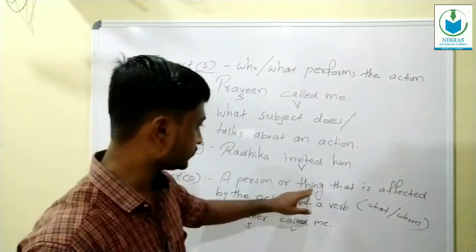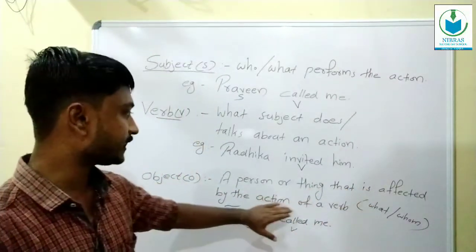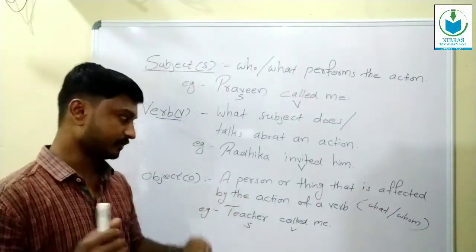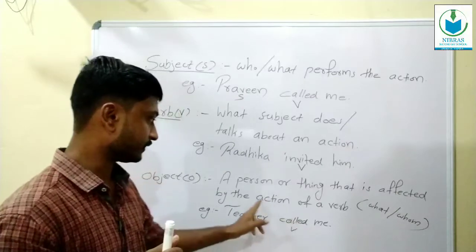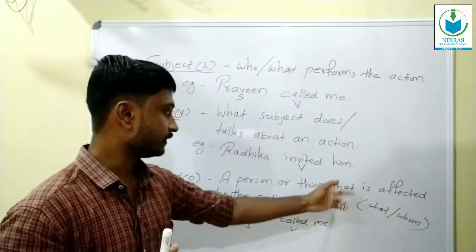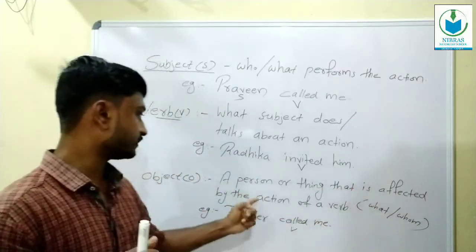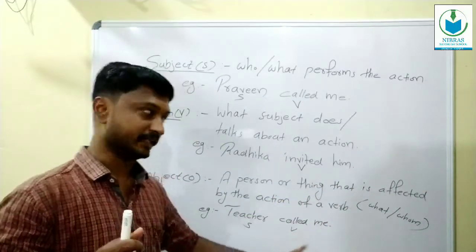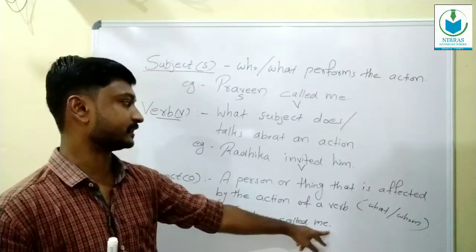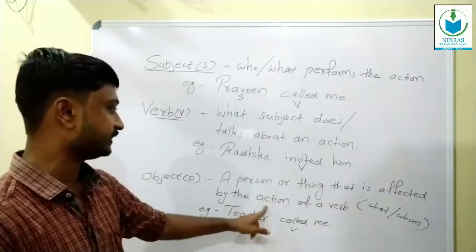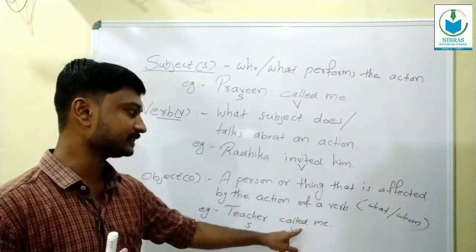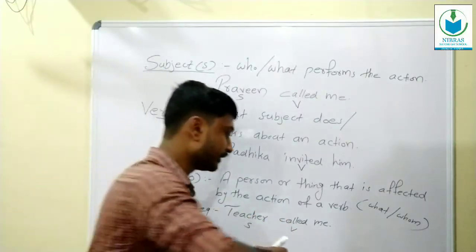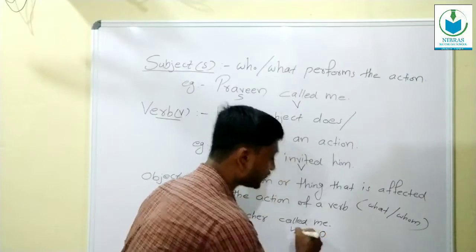Here, a person or thing that is affected by the action of a verb is called what? Object. That means called is the verb here, the action of a verb. Then who is affected by the action of the verb here? Yes, me is affected. Me is affected by the action called. That means me is the object here.